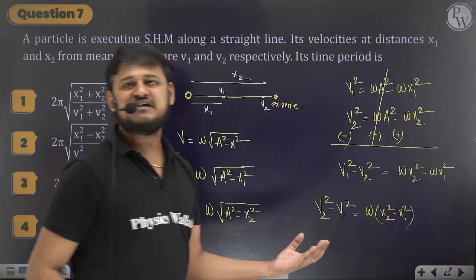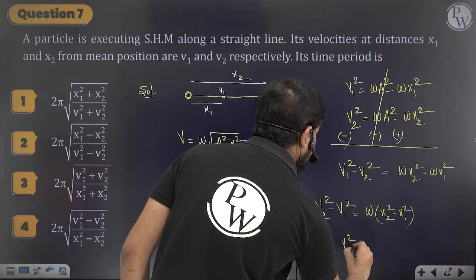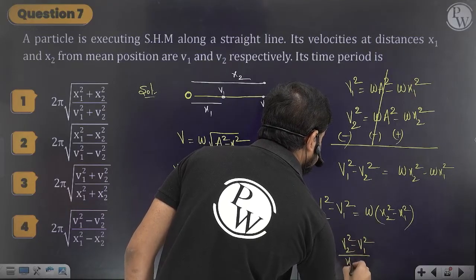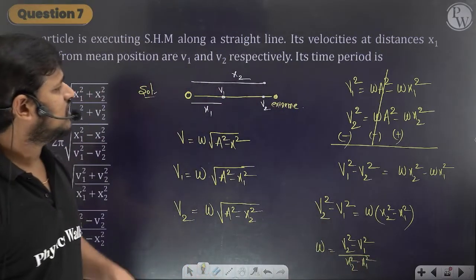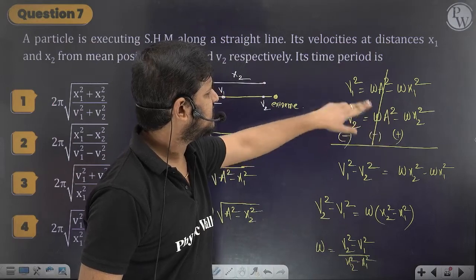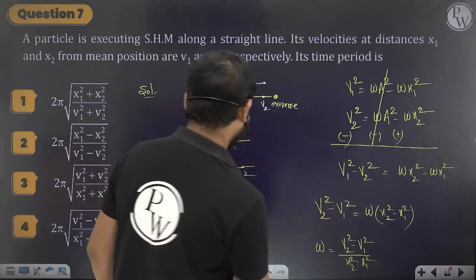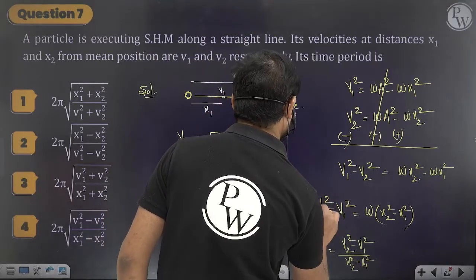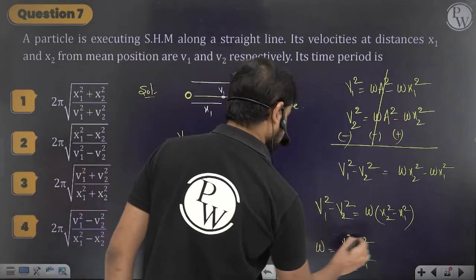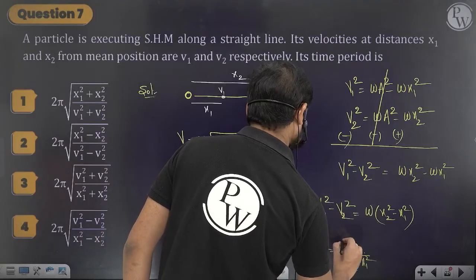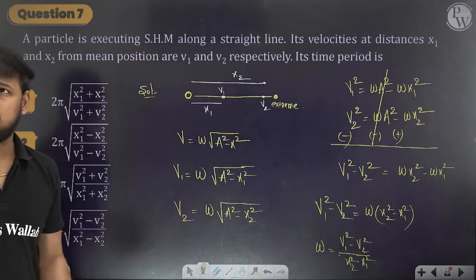So we actually need the time period. For that, first I am calculating what is omega. Omega square is equal to v1 square minus v2 square by x2 square minus x1 square. Yes or no? If I subtract, this becomes plus, right? So omega square x2 square minus omega square x1 square equals v1 square minus v2 square. Done, guys? Understood? Chal. Next.